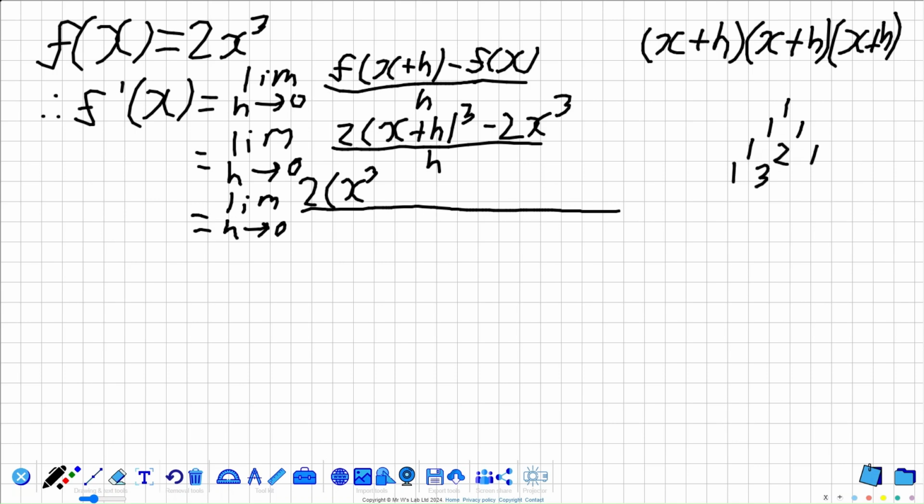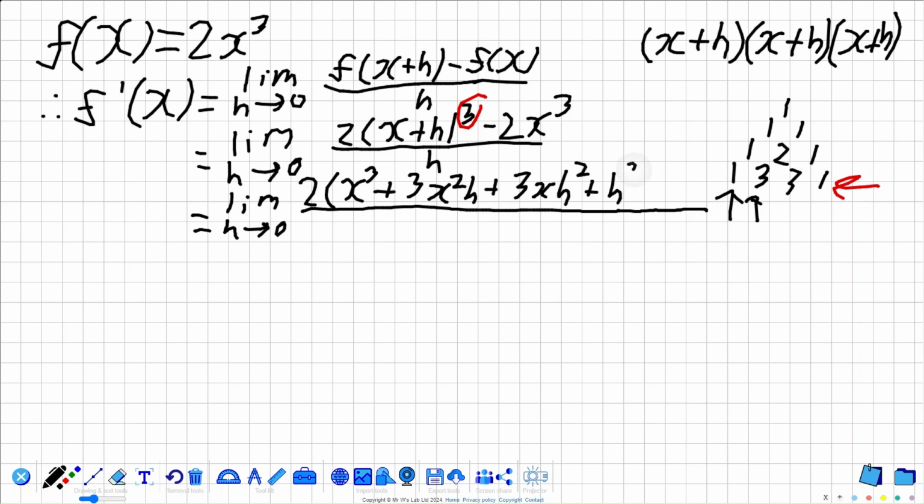And so if we were to look at the coefficients, we know that we've got to the power of 3, so it'll be that one there. So what we'll get is x to the power of 3, coefficient 1, plus 3, because we've got the 3 there, 3x squared h, plus 3 again, x h squared, then plus h to the power of 3 with coefficient 1 like that, and we can close it off, minus 2x to the power of 3, and then this is all over h.